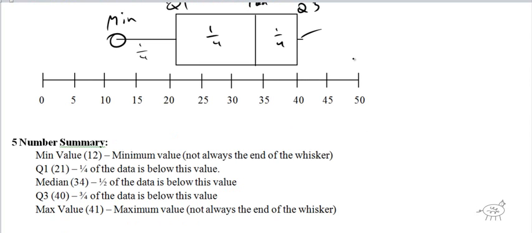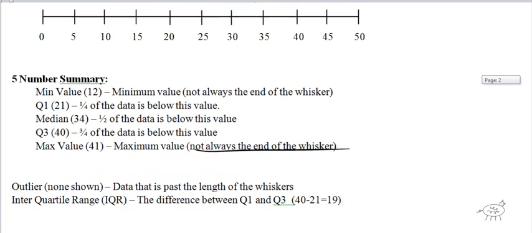maximum value is 41. And again, not always the end of the whisker. That's 1/4 of the value in that little area there. Okay, so that's basically just kind of shows again the range of the median and the quartiles of the data that you're given.